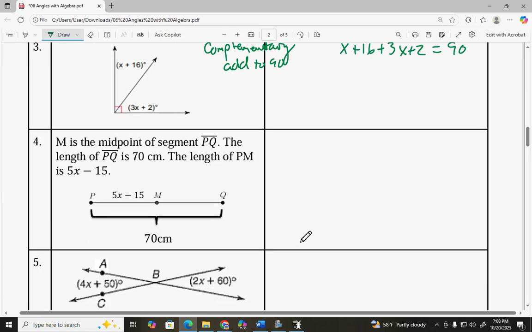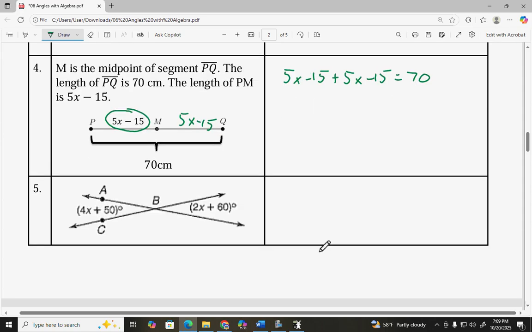Number 4, since M is a midpoint, and the length of PQ is 70, the length of PM is 5x plus 15. So, I don't know, there's a few ways we can do this. If this is a 5x plus 15, we can also say that this is minus 15. And when I add the both of them together, I should get 70. And you can solve that.